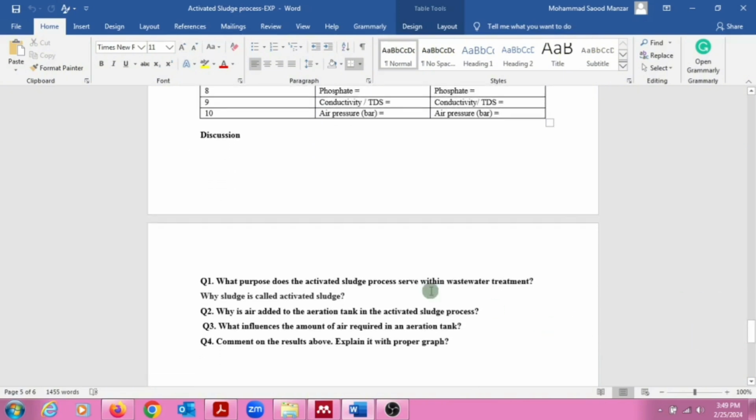These are the discussion questions we need to answer in our lab reports. What is the purpose of the activated sludge process within wastewater treatment? Why is this sludge called activated? We already talked about it. The second question is why air is added to the aeration tank, and what are the factors that influence the amount of air required in an aeration tank?